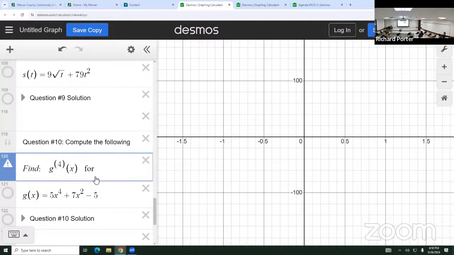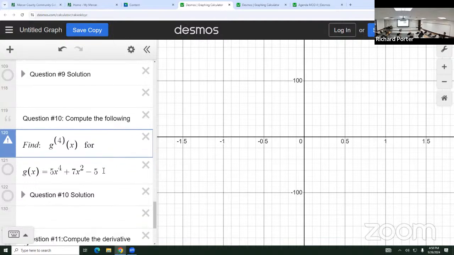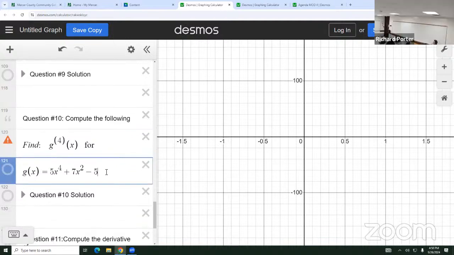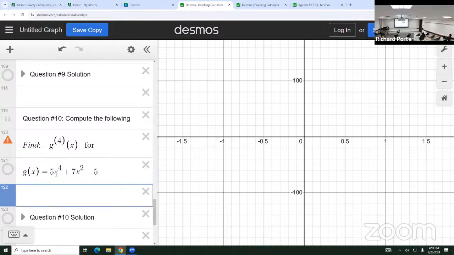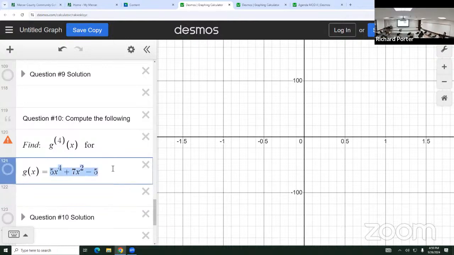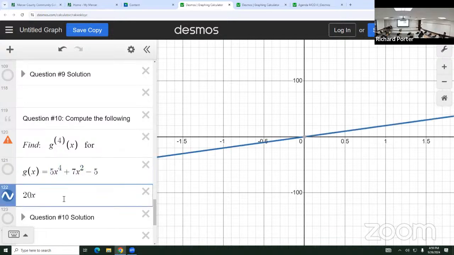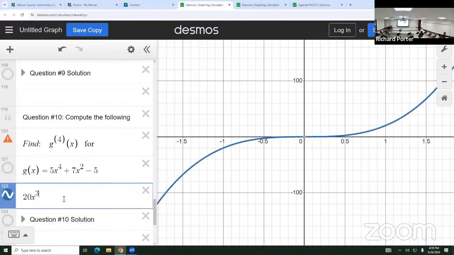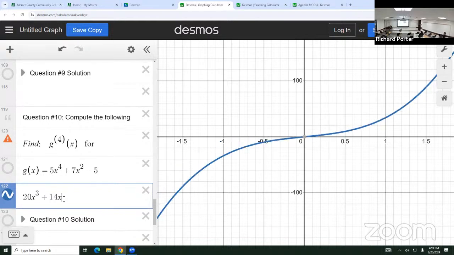Okay, so how do I find it? Right. So what's the derivative of that? 3x raised to the third plus 14x. That's the first derivative. So that's g prime.